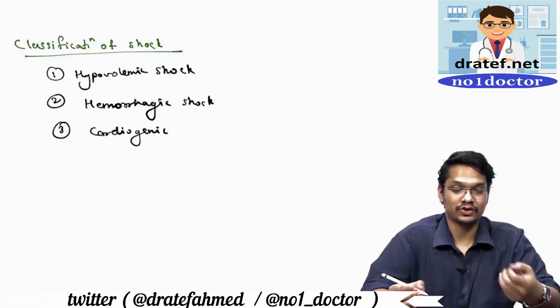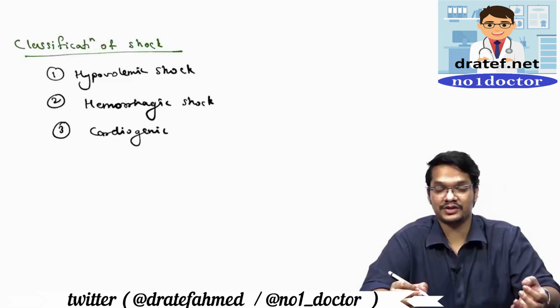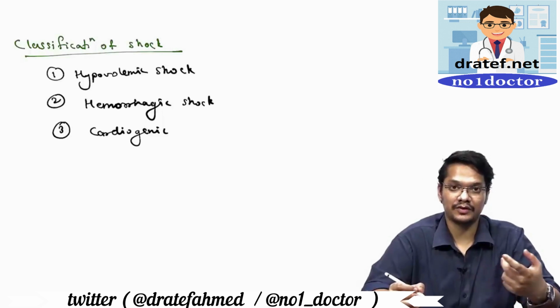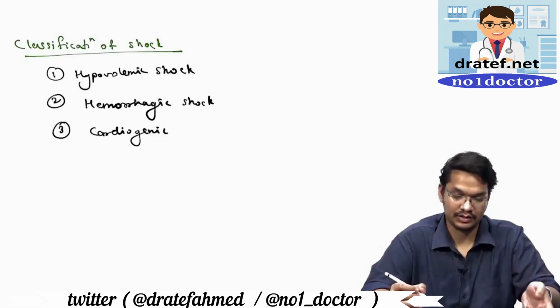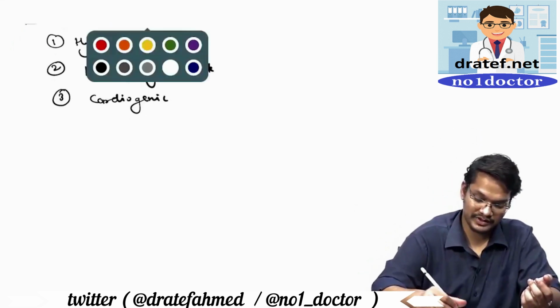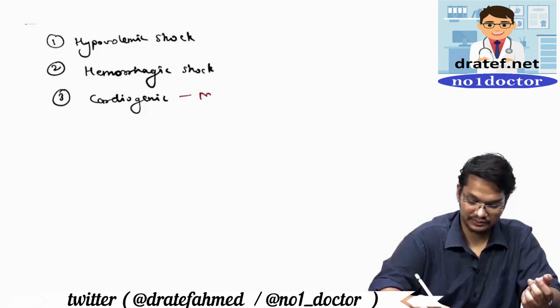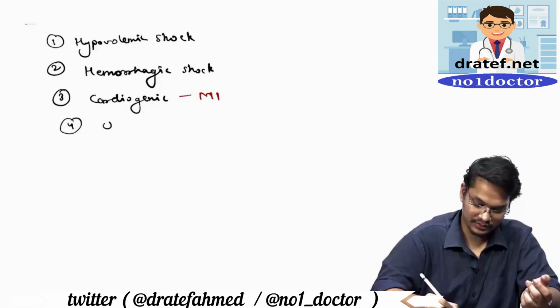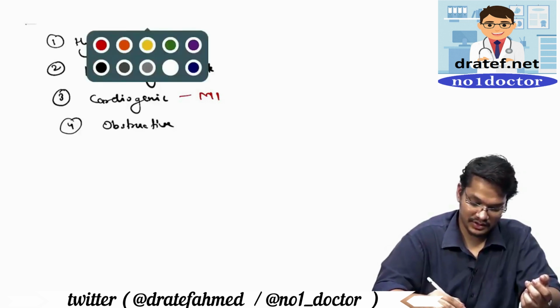Cardiogenic shock is essentially a shock due to cardiac dysfunction. It can occur in patients of MI, angina. In these patients who have a cardiac cause, if shock occurs, it's called a cardiogenic shock, most commonly seen in patients of MI. Fourth, obstructive shock. Now what is this entity?